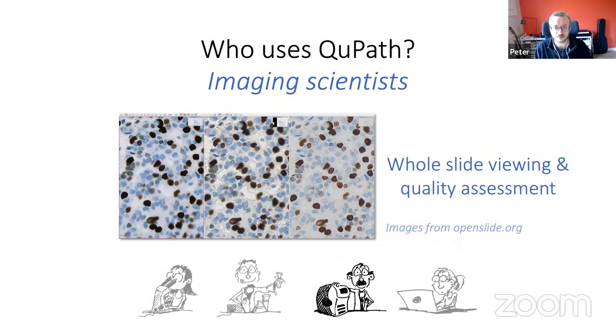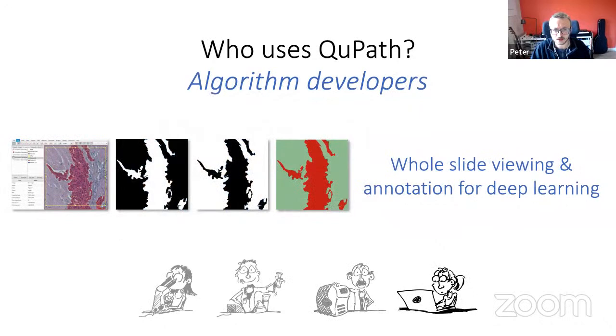It can be used to, say, perform quality assessment. So a lot of people use QuPath as a viewer because it works on Linux, Mac, Windows, all the different platforms. And so it's quite useful as a versatile viewer that everybody has access to. And a lot of artificial intelligence (AI) algorithm developers use QuPath as an annotation tool because it gives them a very versatile way of exporting the data, which they can then use to create their algorithms. So different people use it in different ways for different purposes.